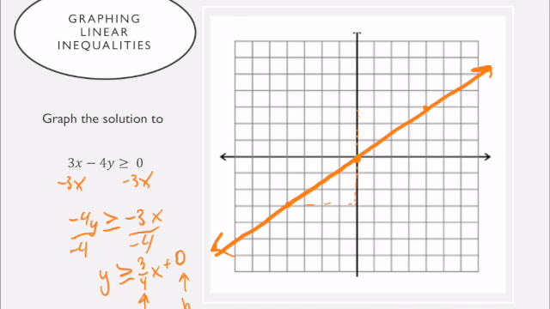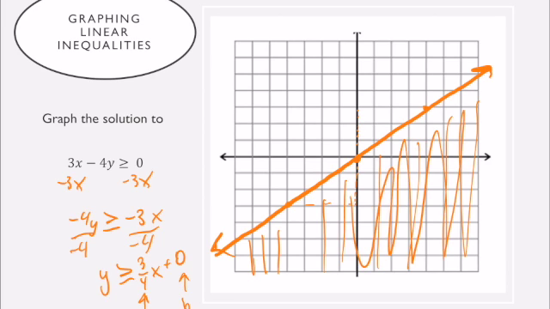Beautiful. Now my solution is that y is greater than 3/4 x. So my solution is above the line, which means I need to cross out down here, which is not the solution. Here's our solution.